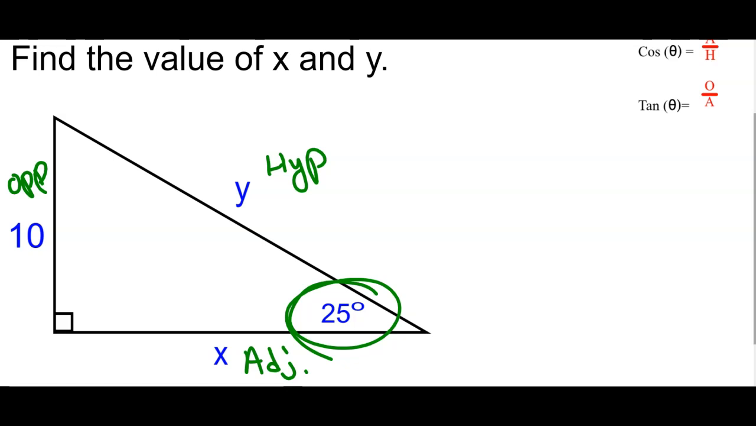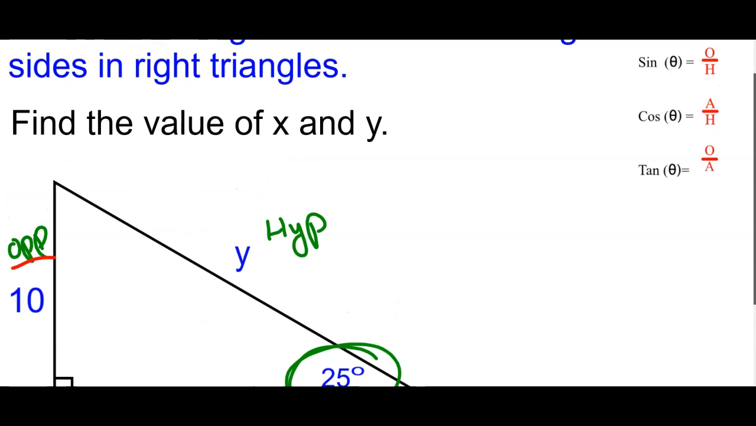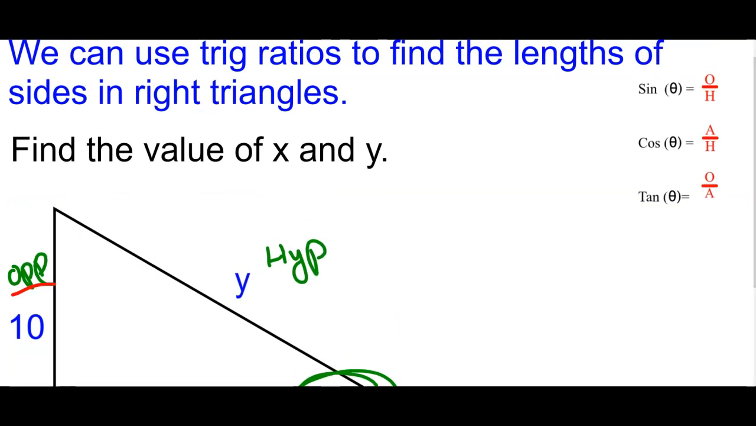So let's suppose we want to solve for x first. If I'm solving for x, then I want to know the adjacent side, and I know the opposite side. The hypotenuse doesn't really help me out here at all. So I need a trig function, sine, cosine, or tangent, that uses adjacent and opposite. And if we look up here, there's only one trig function that uses both. This one uses opposite and the hypotenuse. This one uses adjacent and the hypotenuse, but neither one uses both. This one, however, uses opposite and adjacent. So I'm going to use the tangent function.